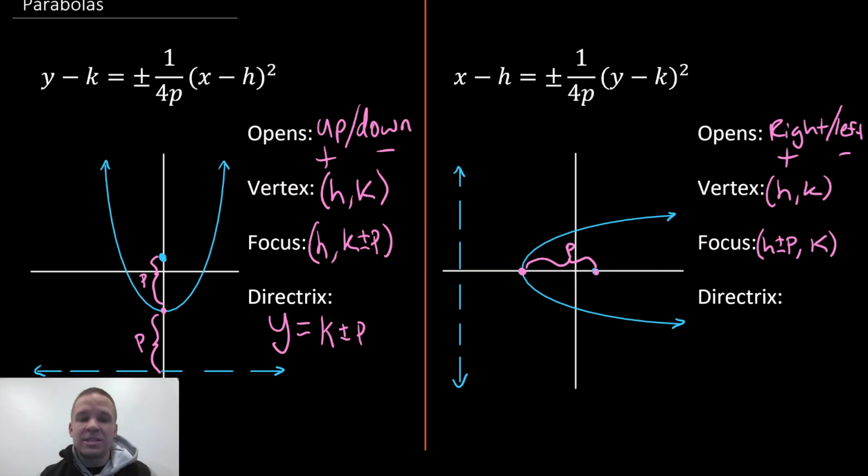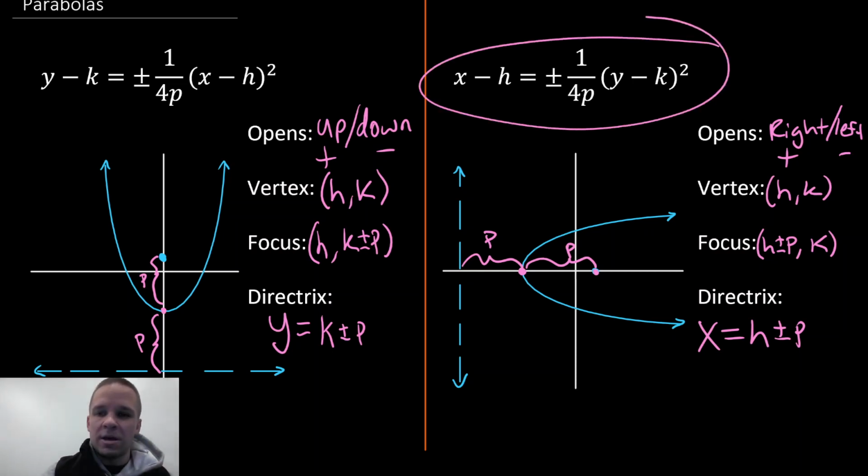Now, my directrix, that's the equation of a vertical line, so it's going to be an x equals equation. All right, and I'm going to have to either subtract p or add p from that vertex, right, because that's going to be my p value right there. So it'll end up being h plus or minus p, whatever the numbers end up working out to be. Okay, so that's a very general sense there. Feel free to jot some of those things down. I think they're very, very helpful.